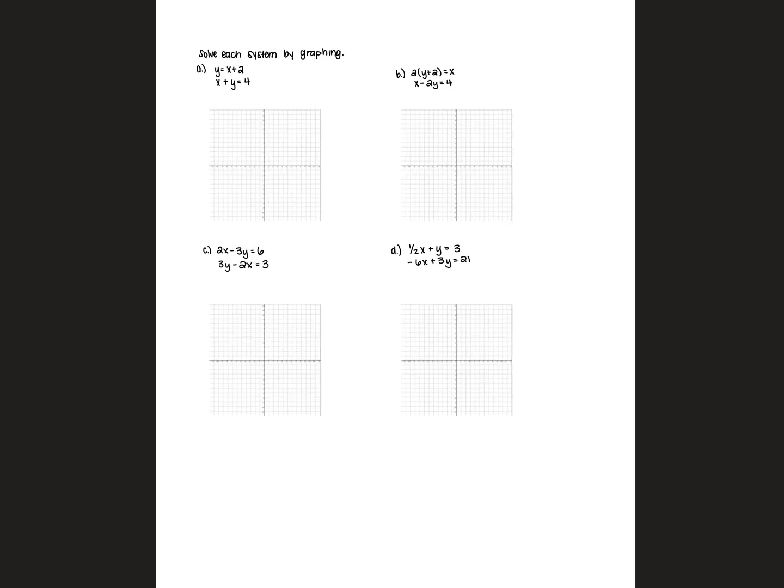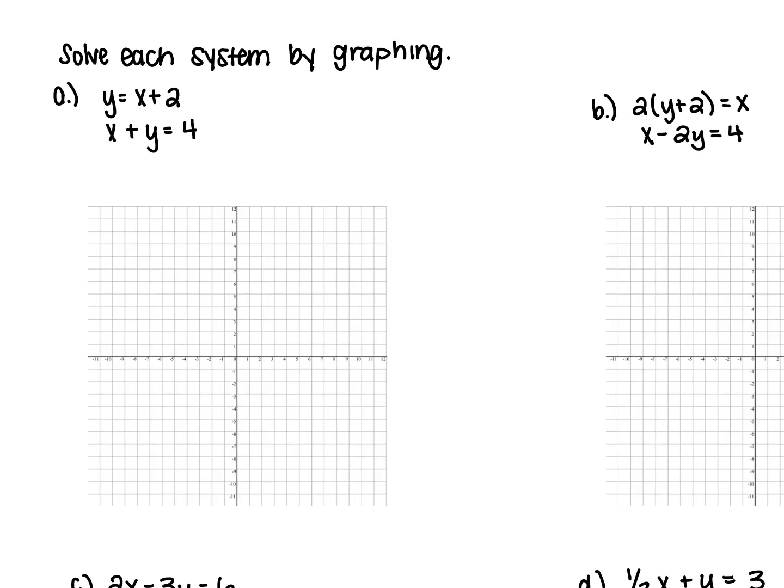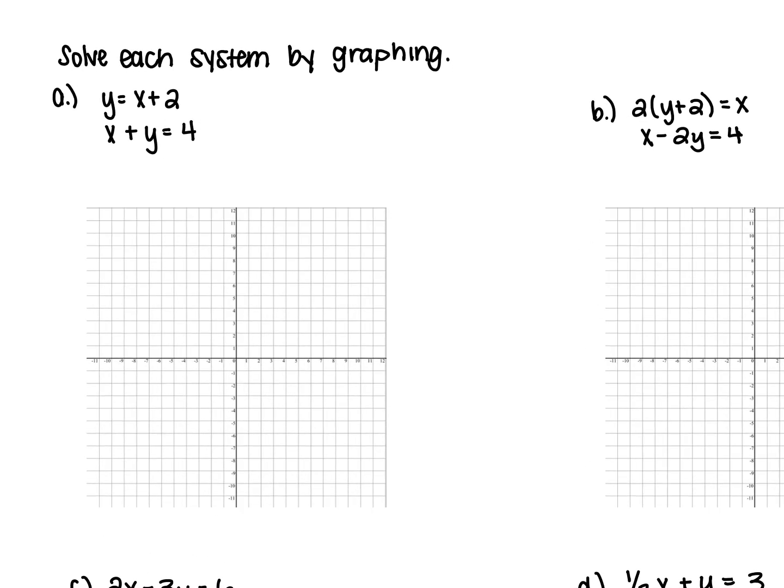If we look at some examples, we're going to make sure that these lines are written in slope-intercept form. Plot the points, draw the line through them. Where the two lines cross, that's your solution. For example A, you're given y is equal to x plus 2 and x plus y is equal to 4. For that first line, that top line, I'm going to graph it in this pink color so that you see the difference between the two lines.